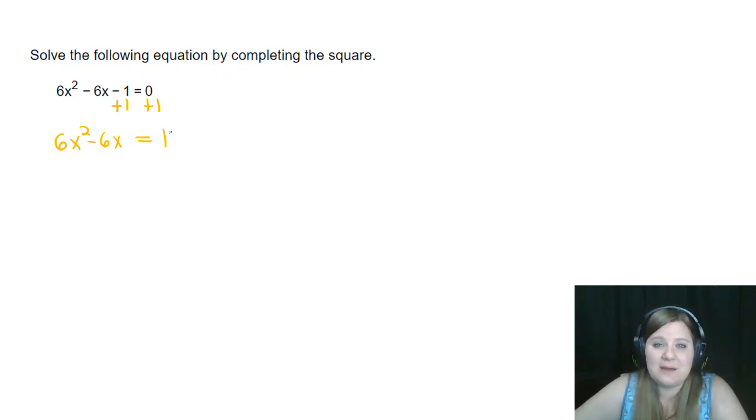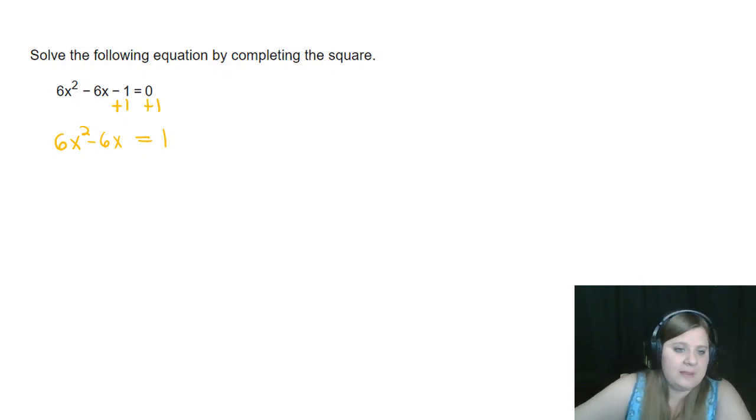Now the next thing we have to do is get rid of this coefficient. Because if we don't, then we have the problem of we can't do the b divided by 2 squared bit. So you have two options. You can either factor it out or you can divide it over. I personally do a factoring. So I have 6 times x squared minus x equals 1, like that.